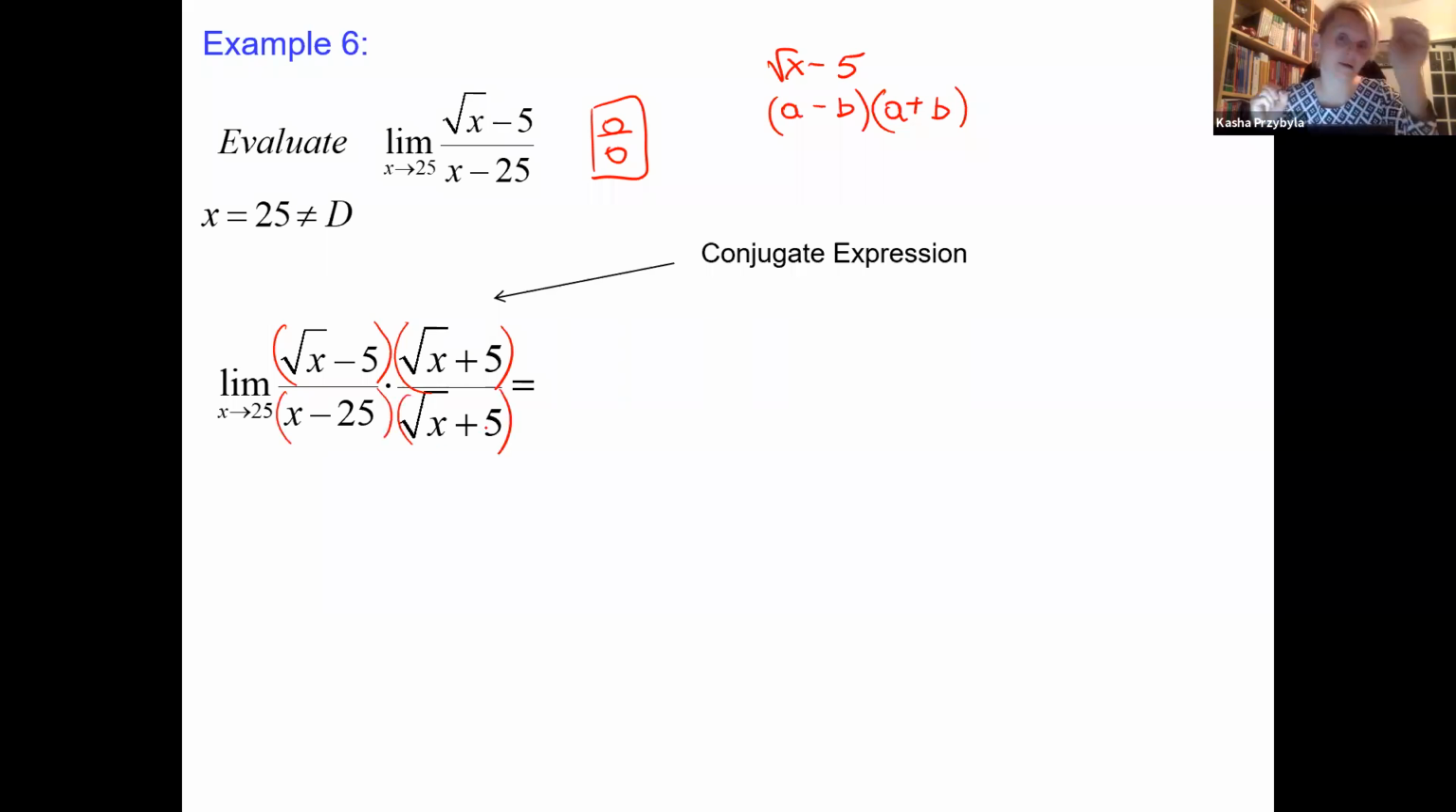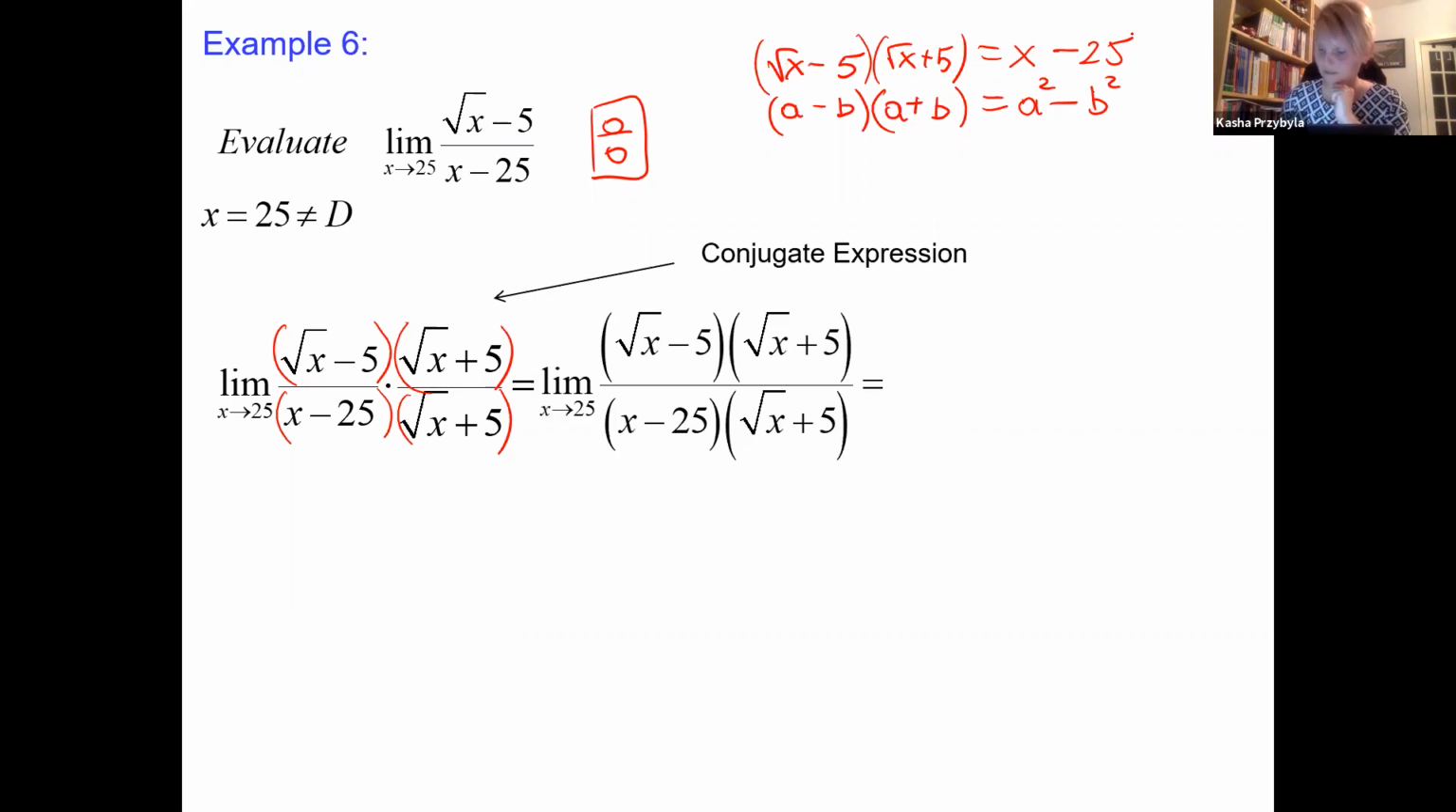And since I am multiplying the numerator, I have to multiply the denominator to keep the original function. That means this is the conjugate expression, plus 5. And of course, we know a minus b times a plus b is just a squared minus b squared. Can you tell me how I can multiply square root of x minus 5 by square root of x plus 5? I will square the square root of x. What do I get? Just x. And I will square 5: 25.